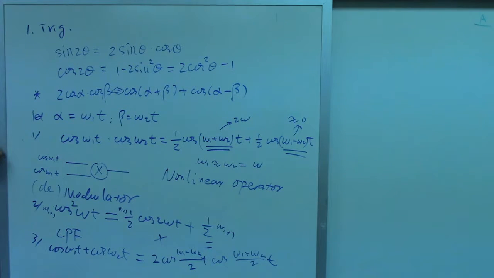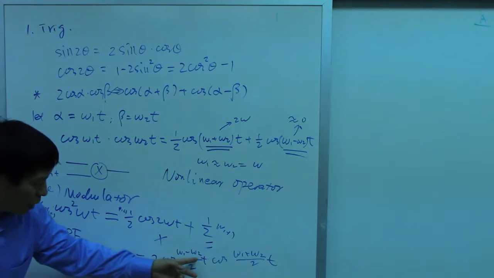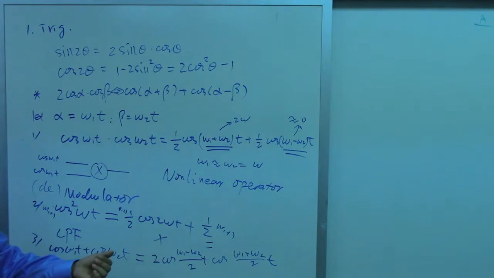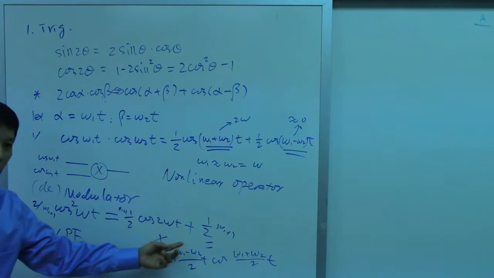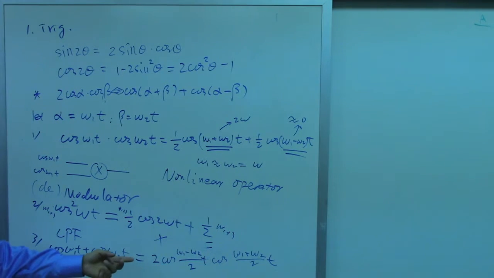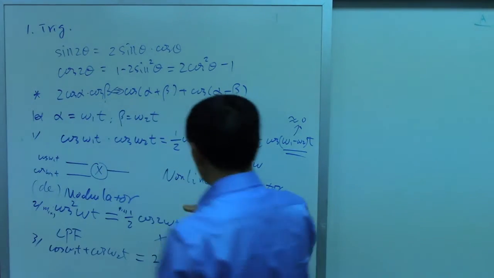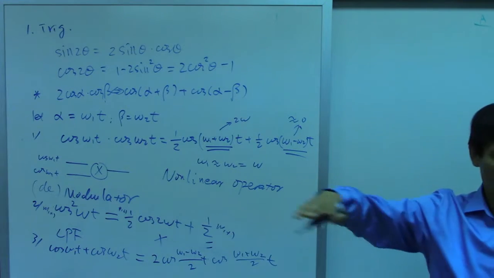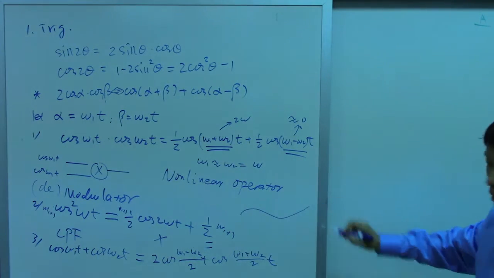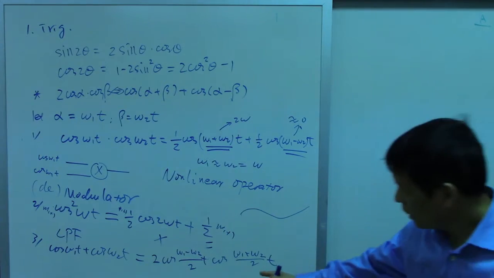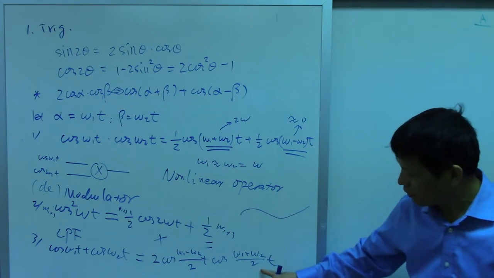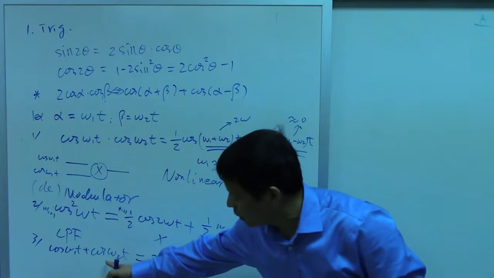Let's consider another special case. If these two frequencies are very close, omega 1 not equal to omega 2 but very close, then omega 1 minus omega 2 will be very close to 0. That means this one is very close to 1, but not exactly 1. It's still a function of time, but it's slowly changing. The change is very slow. It's close to 1, but not. And this part is high frequency, almost equal to the original frequency.